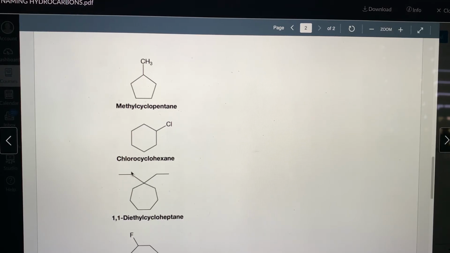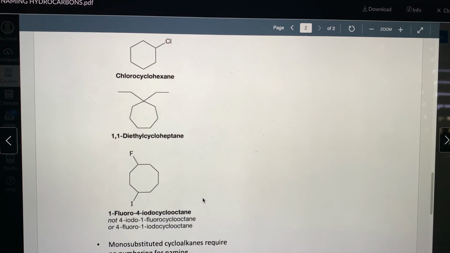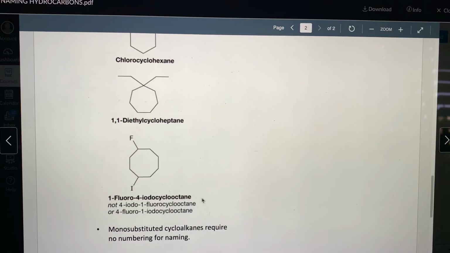Now if you have 2 substituents, on the same carbon or different carbons, you do have to label them. In this case, you label number 1. At number 1, we have 2 substituents, and they're both the same kind, with 2 carbons each: 1, 2, that's an ethyl. So you have 1,1-diethylcycloheptane, because the ring has 7 carbons, and that's heptane.